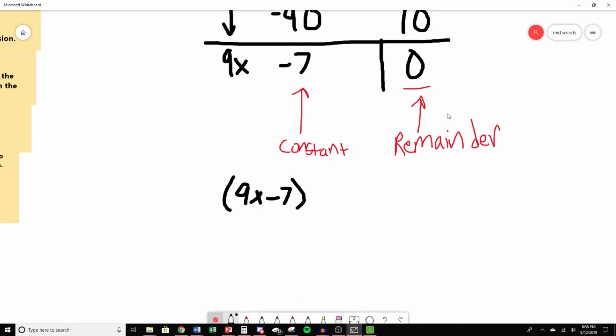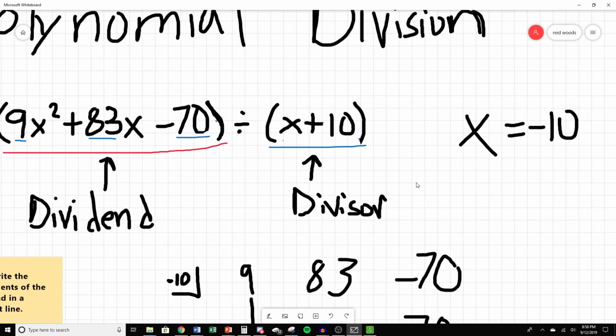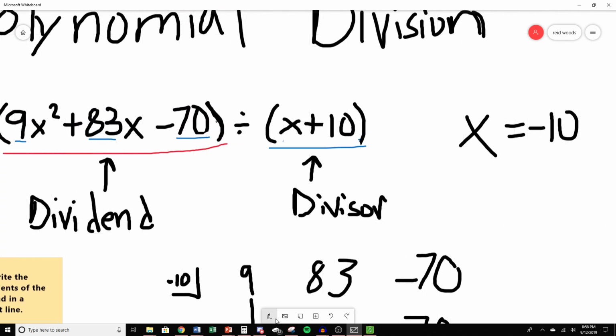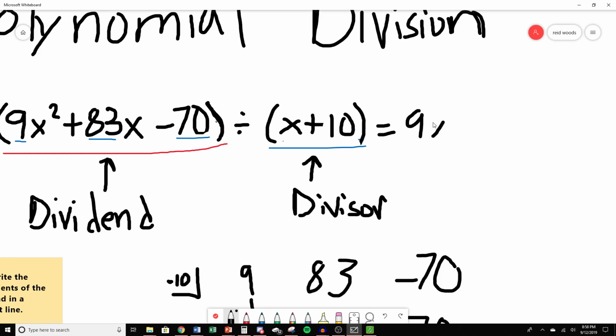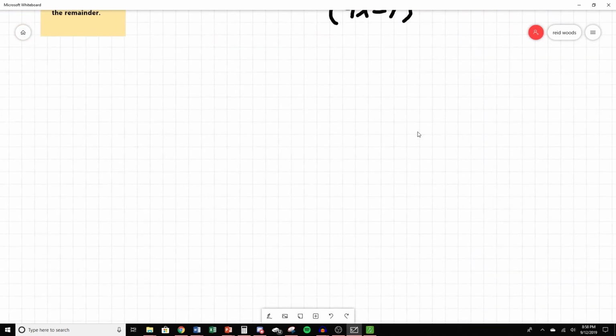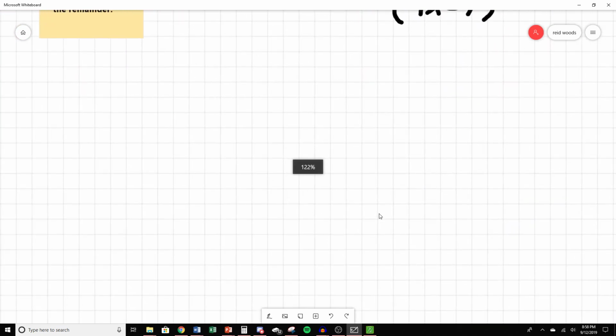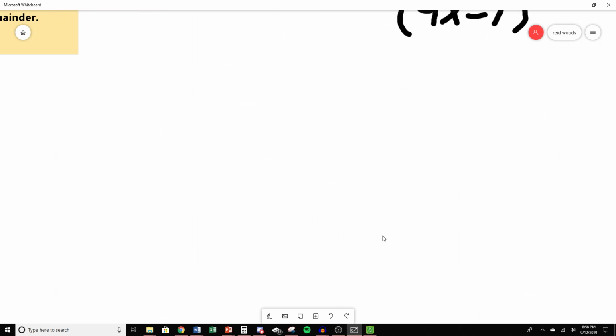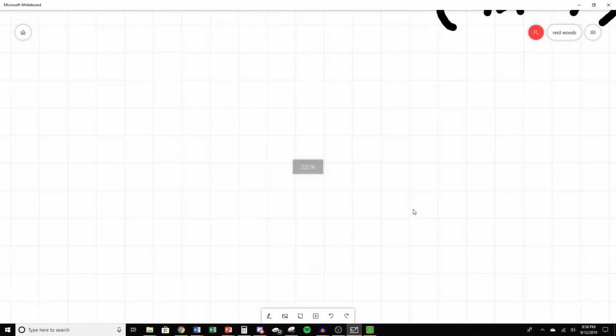This is the answer to our division question, okay? And if I erase this and I put my answer, we would say 9x minus 7. And I'm done, okay? That's how you divide. Now, let's look at another example. You're going to get some extra practice on this here in a few.